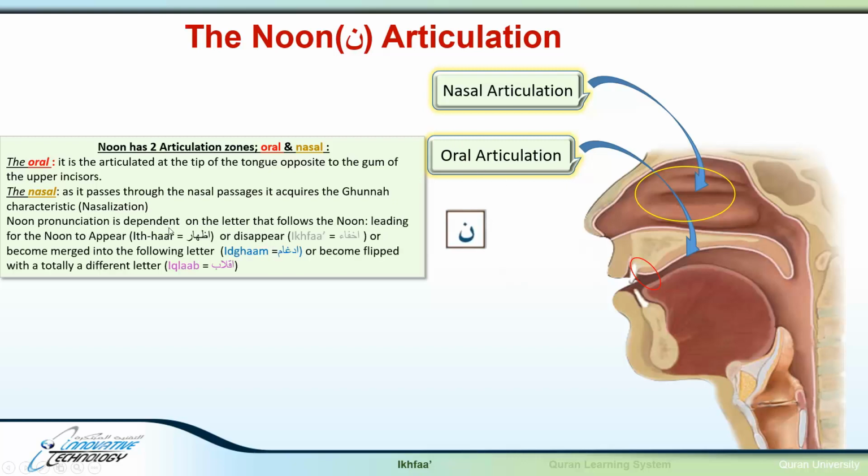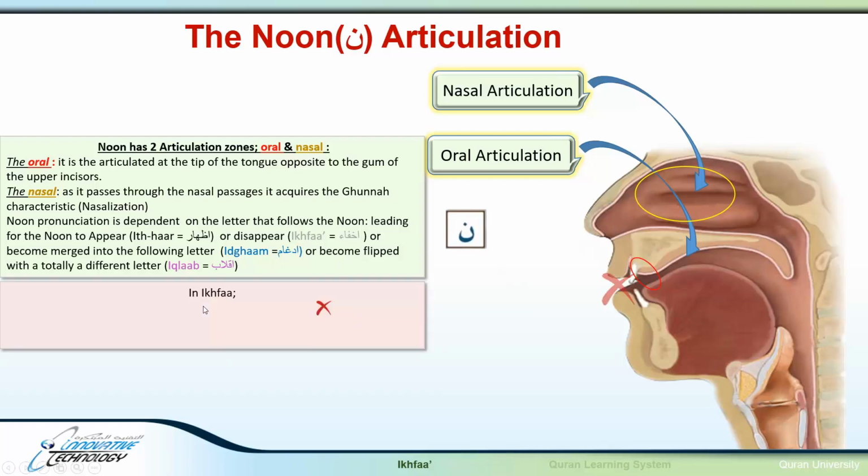Now, the Nun pronunciation is dependent on the letter that follows the Nun. The Nun is very peculiar in that whatever letter comes after it would affect the way it's pronounced. So with certain letters, the Nun would appear clearly, and that's what we call Ith-haar. While with others, it won't appear as clear, and that's what we call Ikhfaa. On the other hand, with other letters, it would be merged into those letters, and that's what we call Idghaam, merger. Or it can be flipped to a totally different letter, and it will be exchanged with that letter.